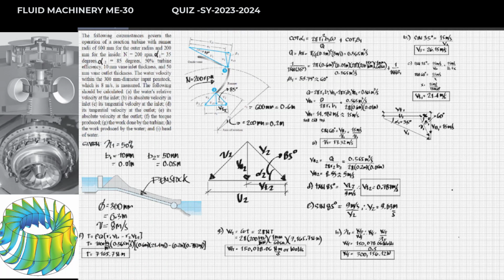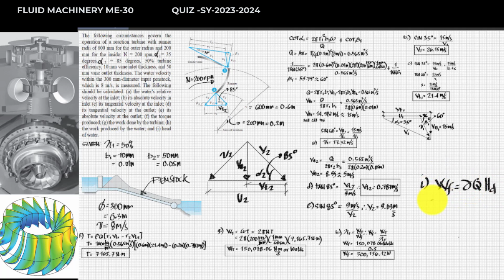Now lastly, we need to determine the head of water. That will be letter I, for the head of water. So we know that the work of the fluid, if you break down the values, will be equal to the density, or the specific weight, times the volume flow rate, and we have the head, the head of the turbine.